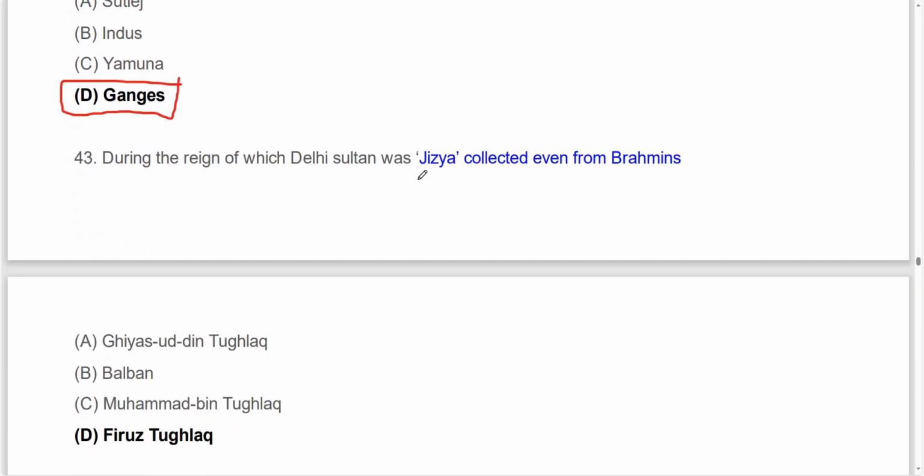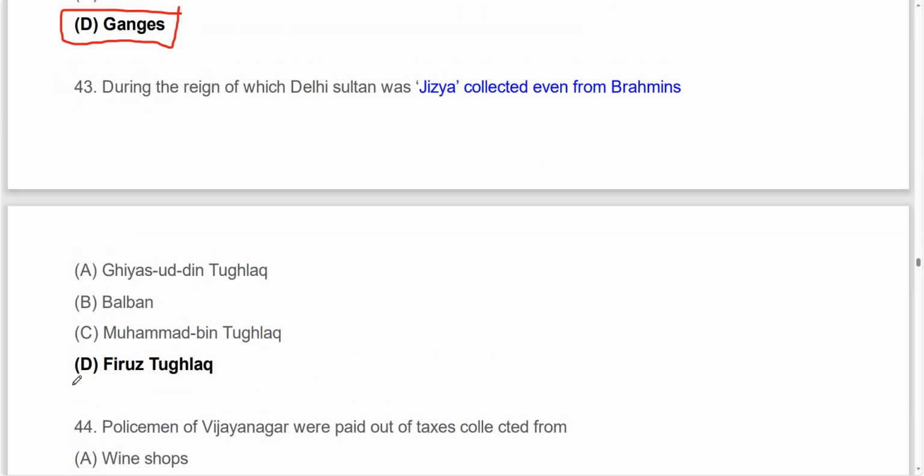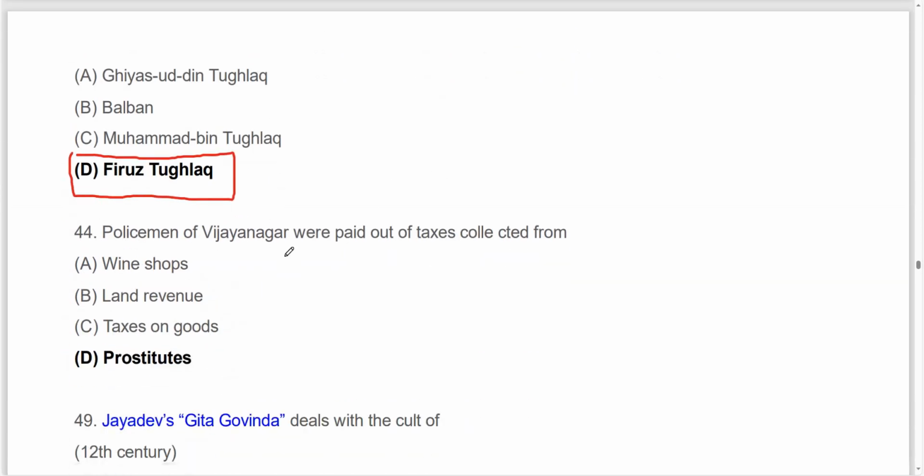During the reign of which Delhi Sultan was jizya collected even from the Brahmanas? Firoz Shah Tughlaq's reign. During Firoz Shah Tughlaq's reign, jizya was collected even from the Brahmanas.